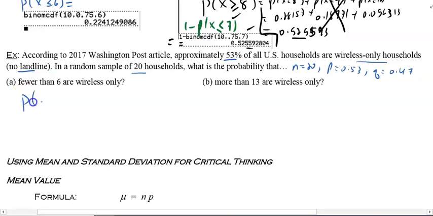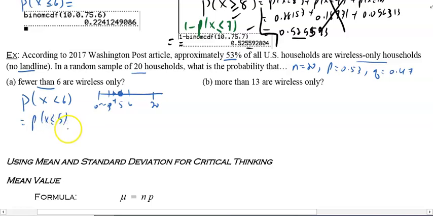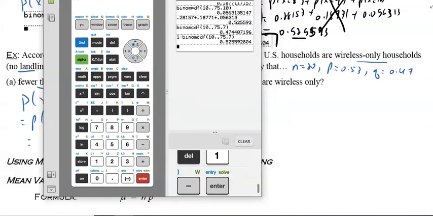Find the probability. When they say fewer than 6, doesn't that mean, if this is 0, this is 20, and this is 6, fewer means you start at 5 and you go all the way down to 0? So isn't that x is less than or equal to 5? So you need the equal for this binomial CDF to work. And now to my calculator, straight, not much to do.